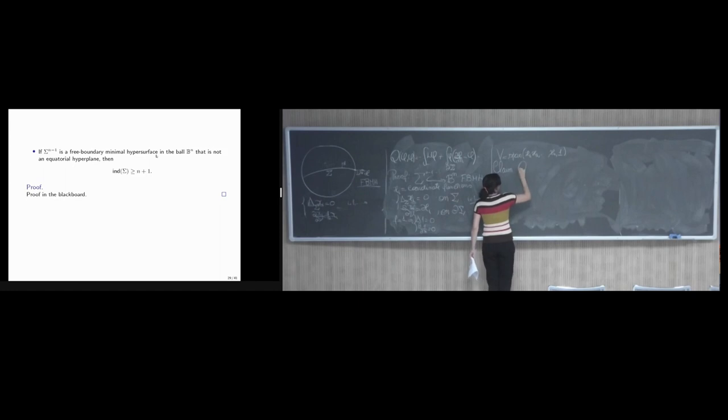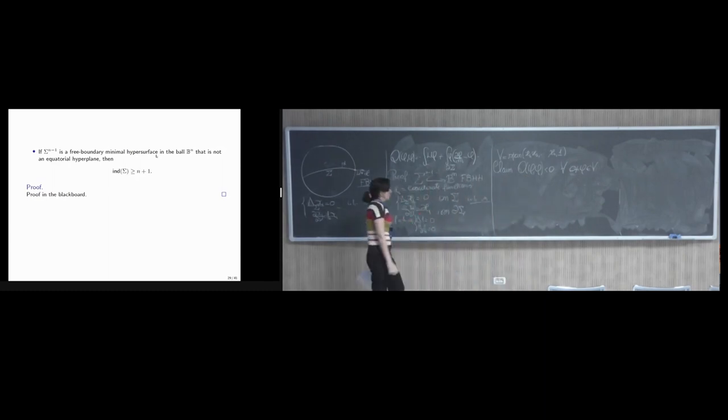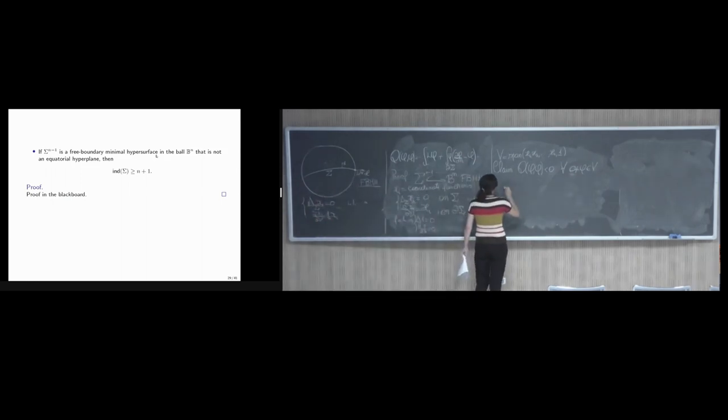I claim that this quadratic form is less than 0 for all p that live in this space, right? So let's prove this claim. Well, take here in this space. So in this case, you have that phi can be written in this way.